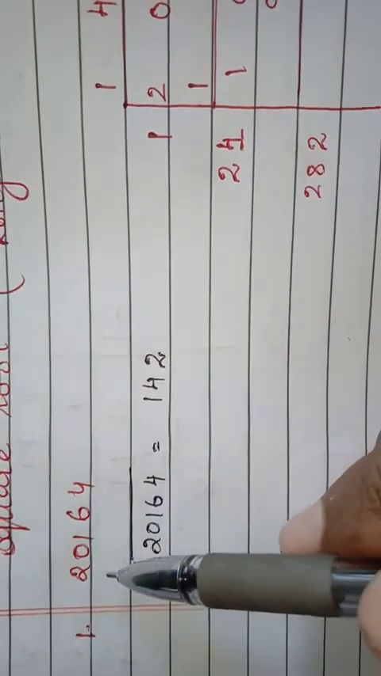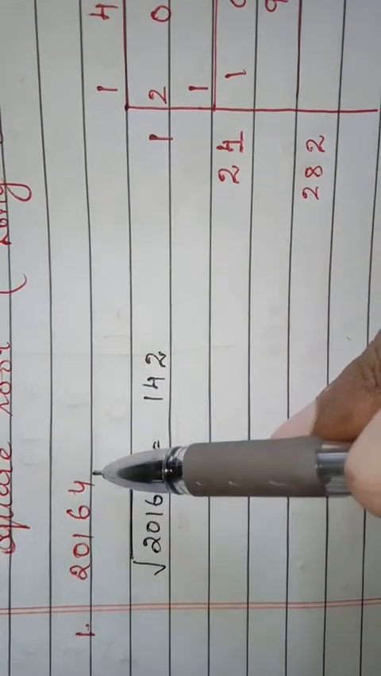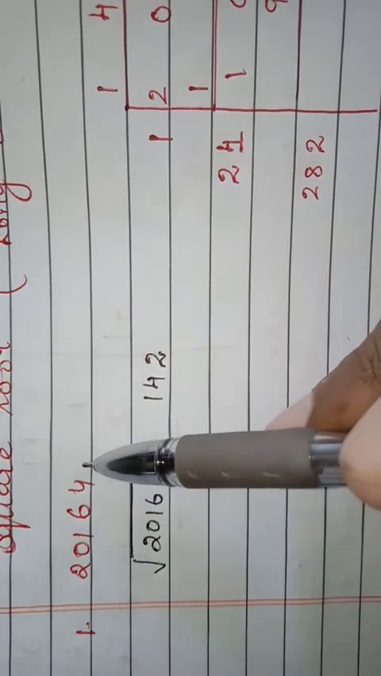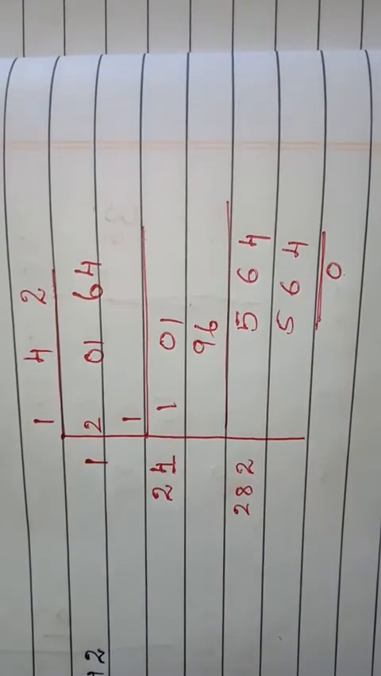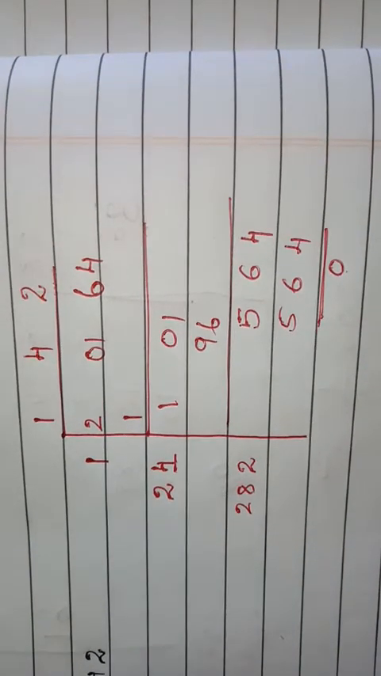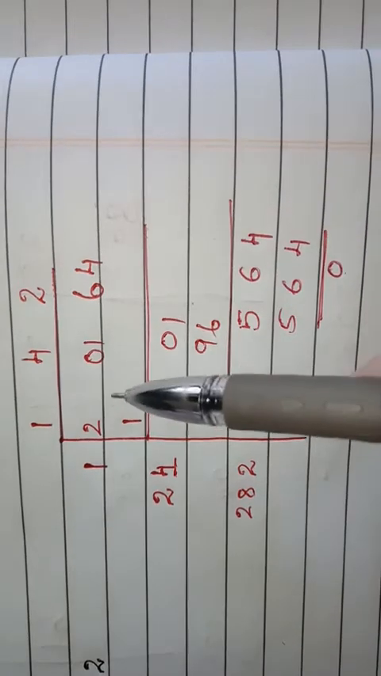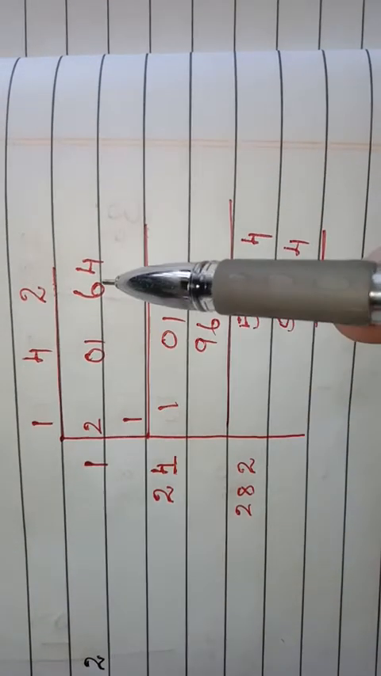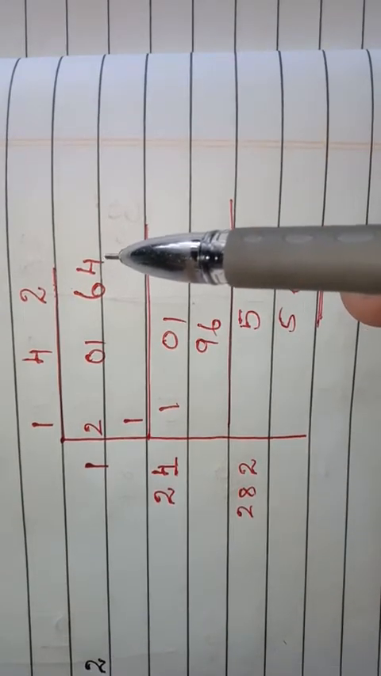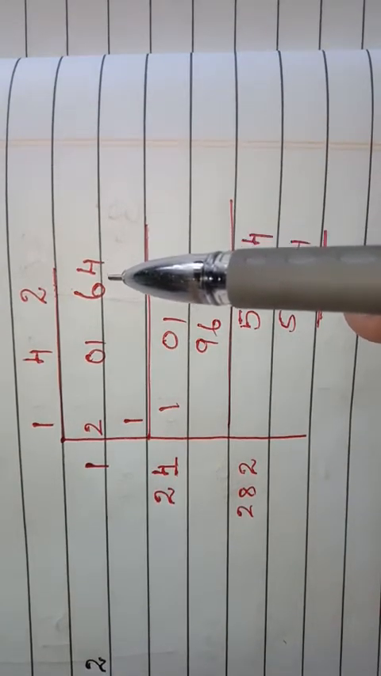We have here 20,164. We are going to find the square root of 20,164 using long division method. Now for finding the square root using long division method, first we have to group the digits in pairs starting with the digit in the units place. I mean here, this is the given number 20,164. From the right side you have to start and make the digits in pairs.